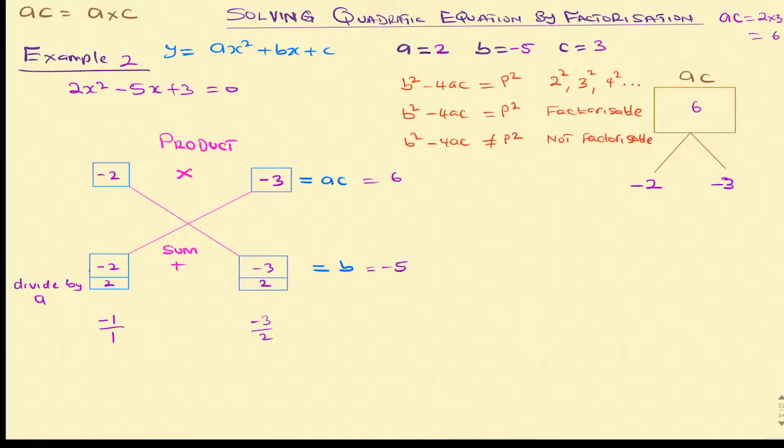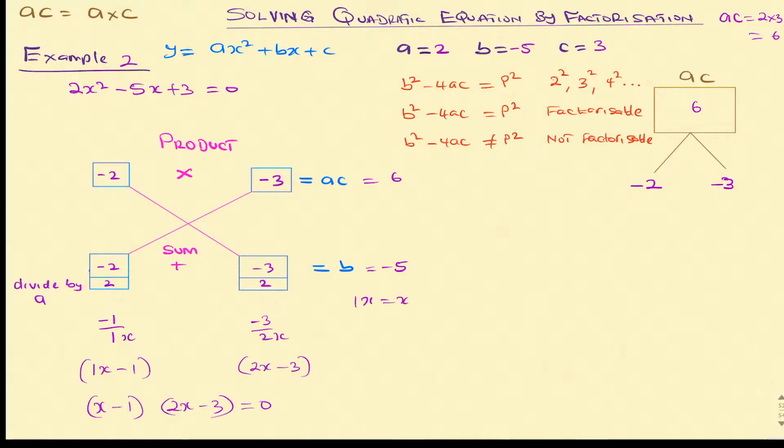The bottom denominator is x, and now we can write our factors. 1x minus 1 and 2x minus 3. Those are our factors. But 1x equals x. Therefore, x minus 1 and 2x minus 3 all equal to 0.